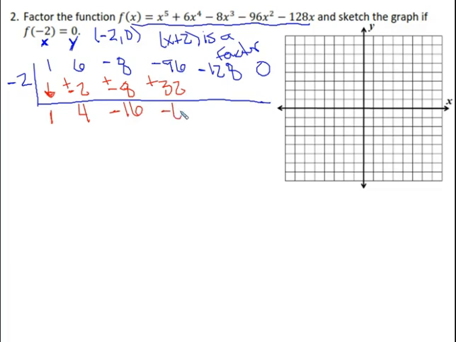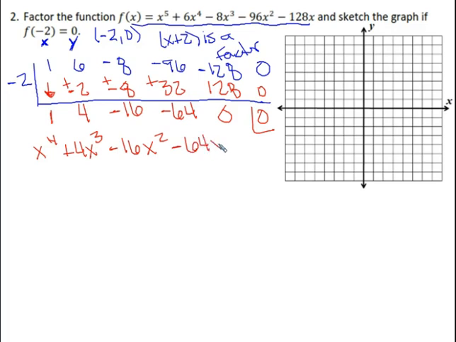Let's see what we get. And it works out. So we get that remainder of 0 just like we thought. So with this quotient, we can anticipate an x to the 4th plus 4x to the 3rd minus 16x squared minus 64x. There we go. Alright, so if this is our quotient, that means it's a factor as well, because this -2 was a factor in our original. So not only is the -2 a factor, but so is our quotient. So let's try to factor this.